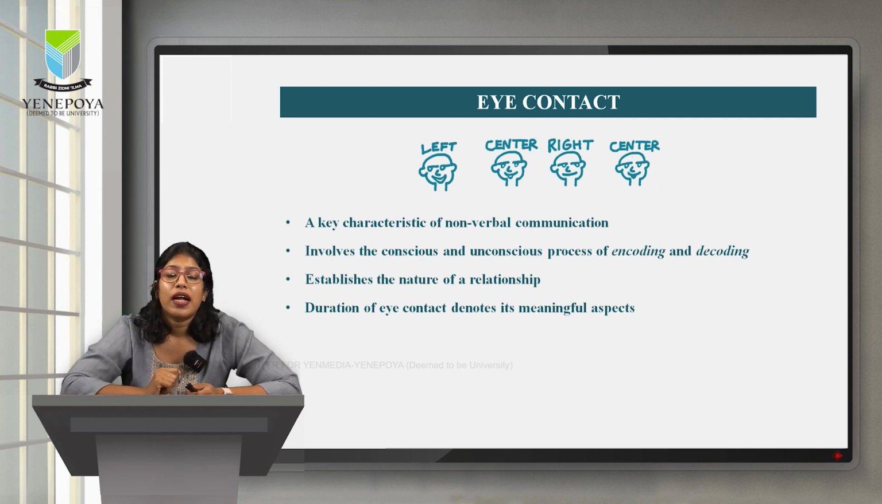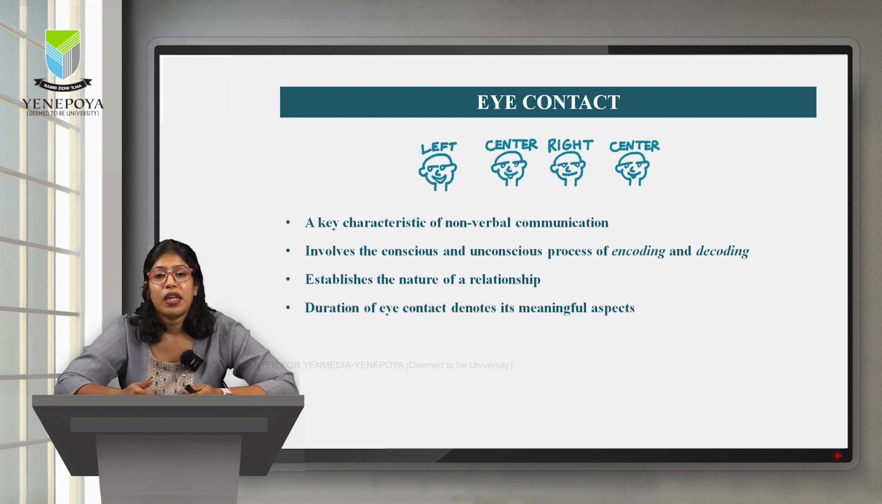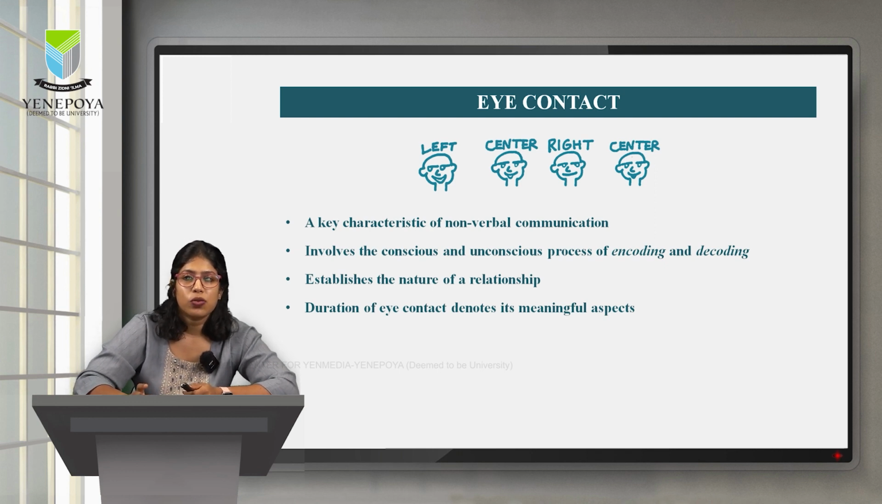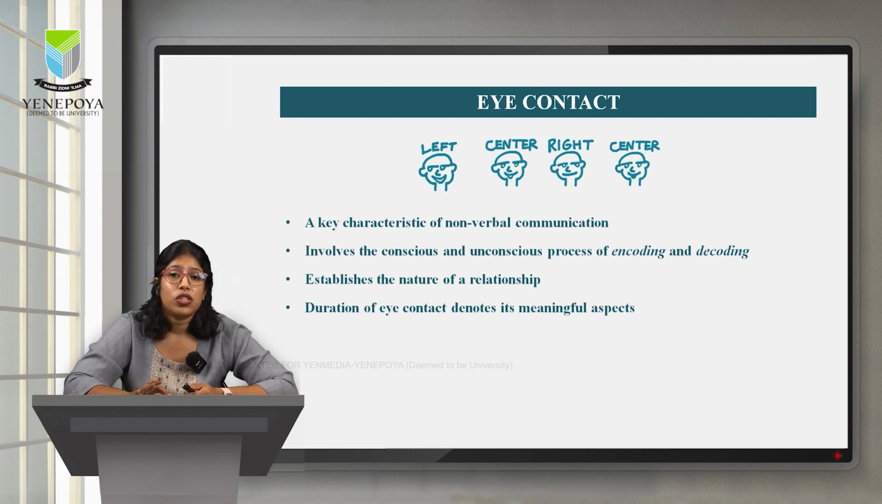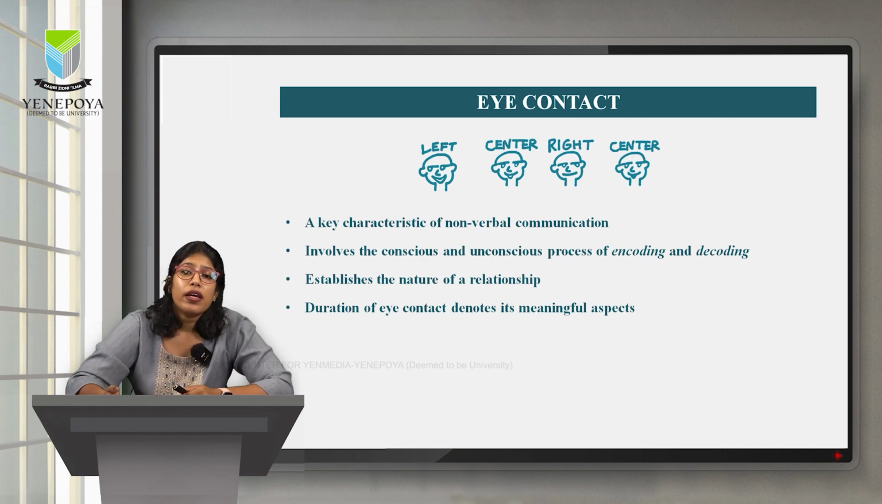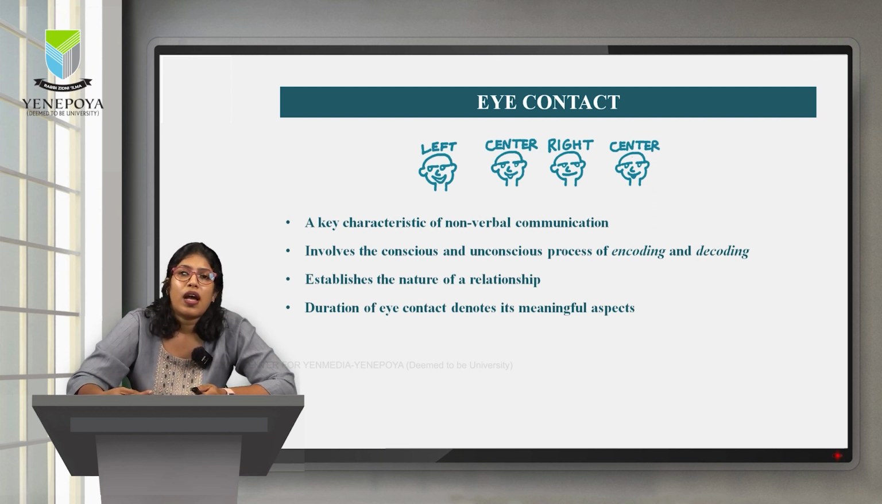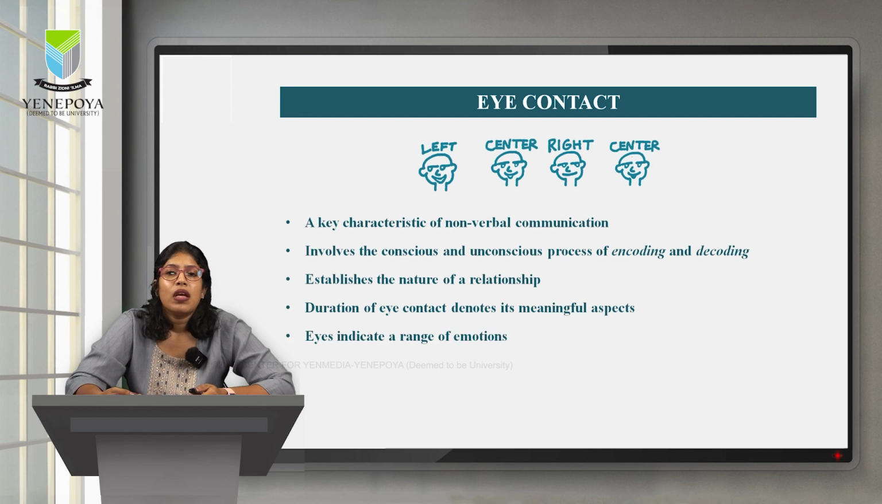Duration of eye contact also denotes different meaningful aspects. Let's say a 1 second eye contact, okay, so you are not friends but just strangers trying to get in touch with each other or trying to ask each other's help. Longer eye contact means you are in a relationship or you have been friends for quite some time or the other person just needs comfort. So everything can depend on the duration of the eye contact that you have with the person.